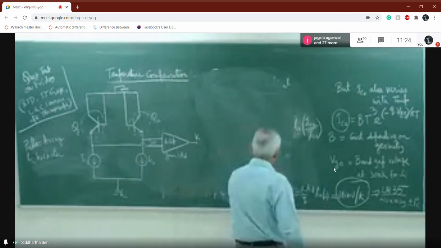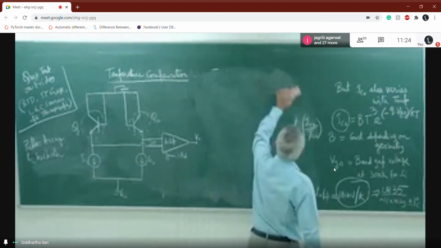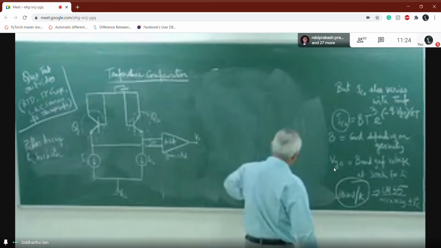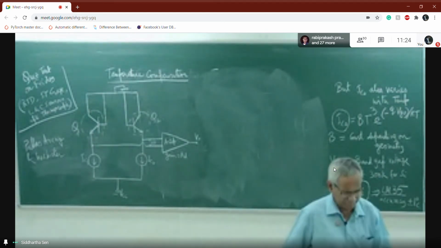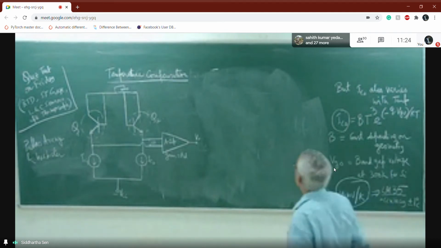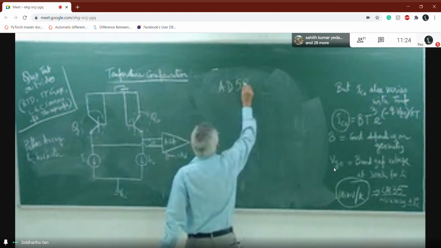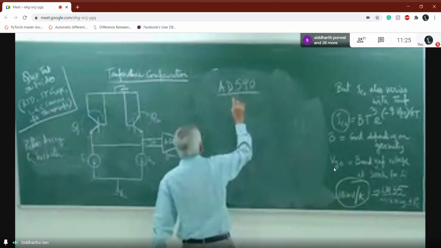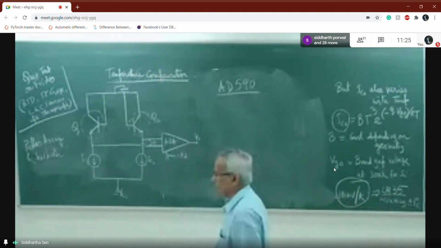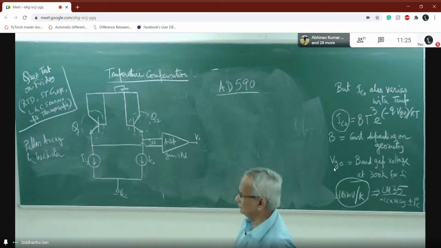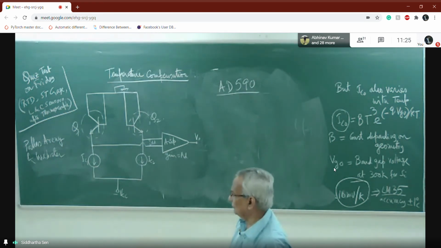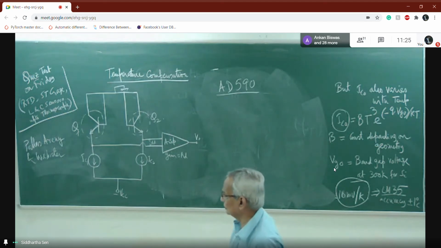Another one is also there, which is a very useful device and much more popular, the AD590. This analog device, AD590. Have you heard this IC's name? Yes, sir. We have done it in the lab. Basically, that is the simulation we have done.